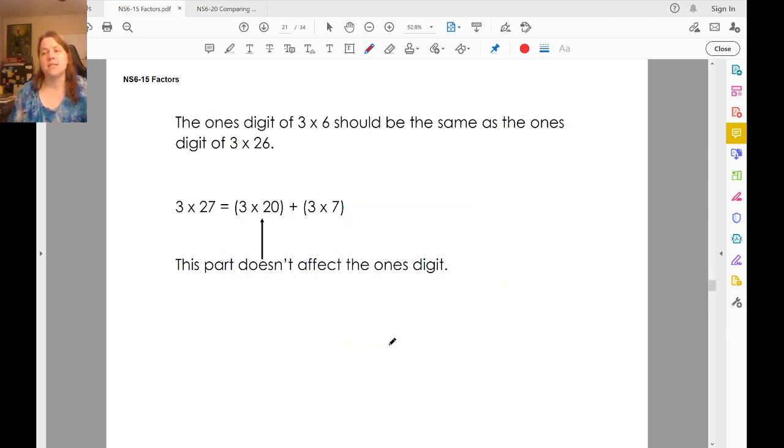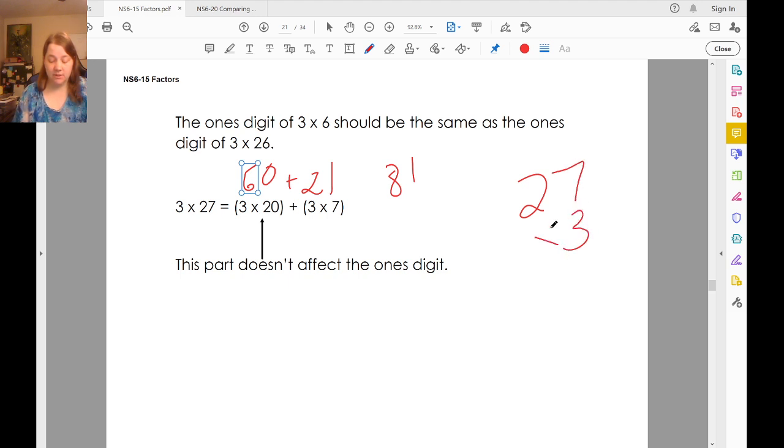So note that the ones digit of 3 times 6 should be the same as the ones digit for 3 times 26, because it's just 3. So we have 3 times 27 equals 3 times 20 plus 3 times 7. So we can do 3 times 20 is 60. 3 times 7 is 21. And if we add 60 plus 21, we would get 81. 27 times 3, let's test it out. 7 times 3 is 21. 3 times 2 is 6, 7, 8. 81.